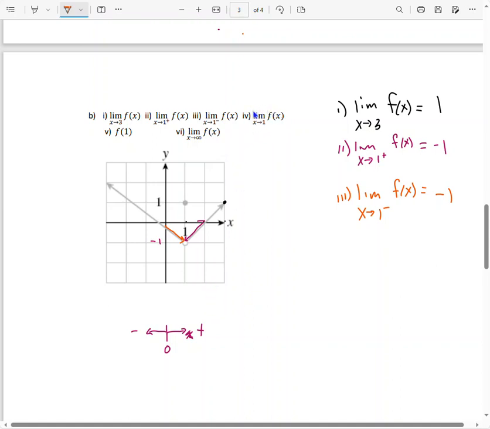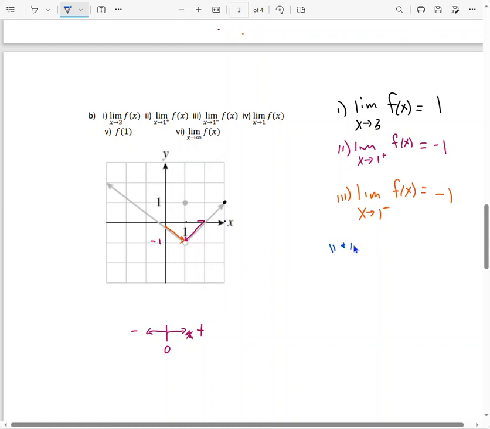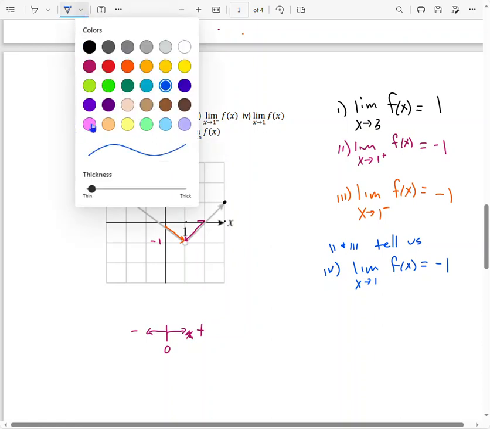So this tells us, let's go with blue, 2 and 3 tell us that the limit for 4 as x approaches 1 of f of x, the limit from the right is equal to the limit from the left, and so the limit is equal to -1. And number 4. But check this out. Let's go a little off scope here.